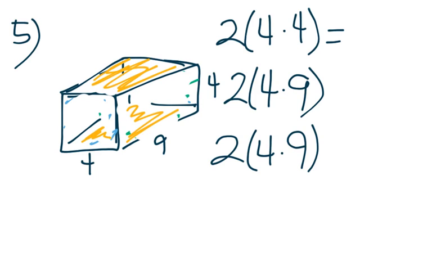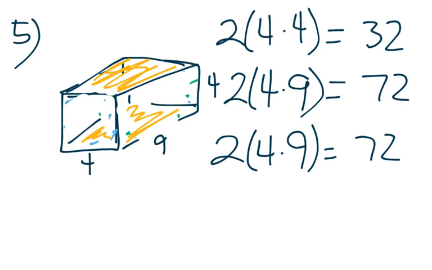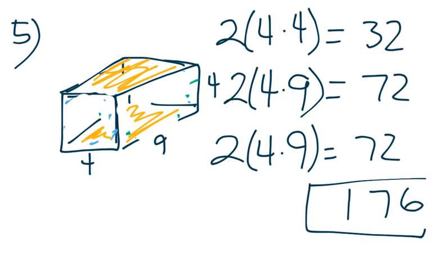So now let's multiply all of these areas up. 4 times 4 is 16, times 2 is 32. 4 times 9 is 36, times 2 is 72. And 4 times 9 is 36, times 2 is 72. So we're going to add 32 plus 72 plus 72. So that is 176. And that is the surface area for this box.